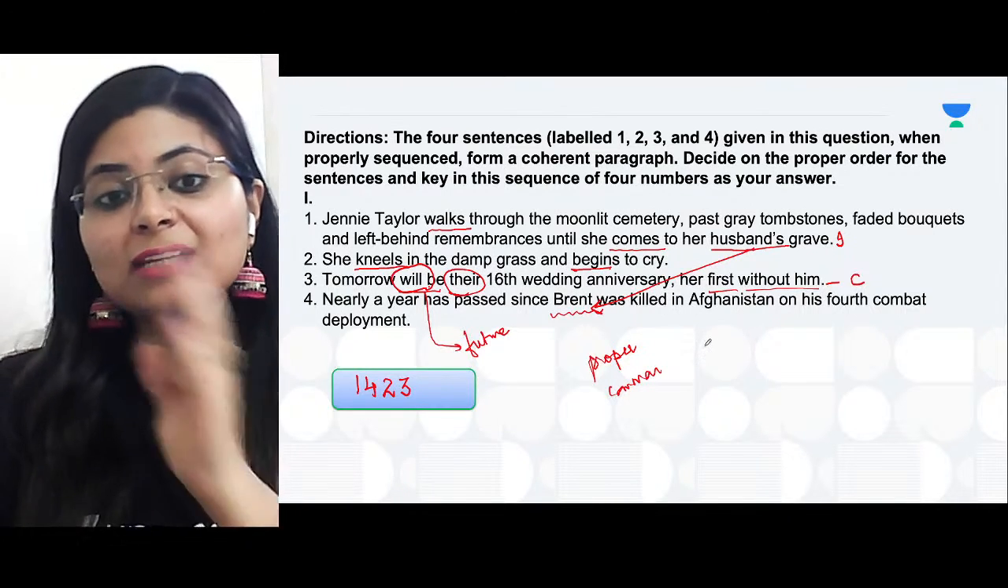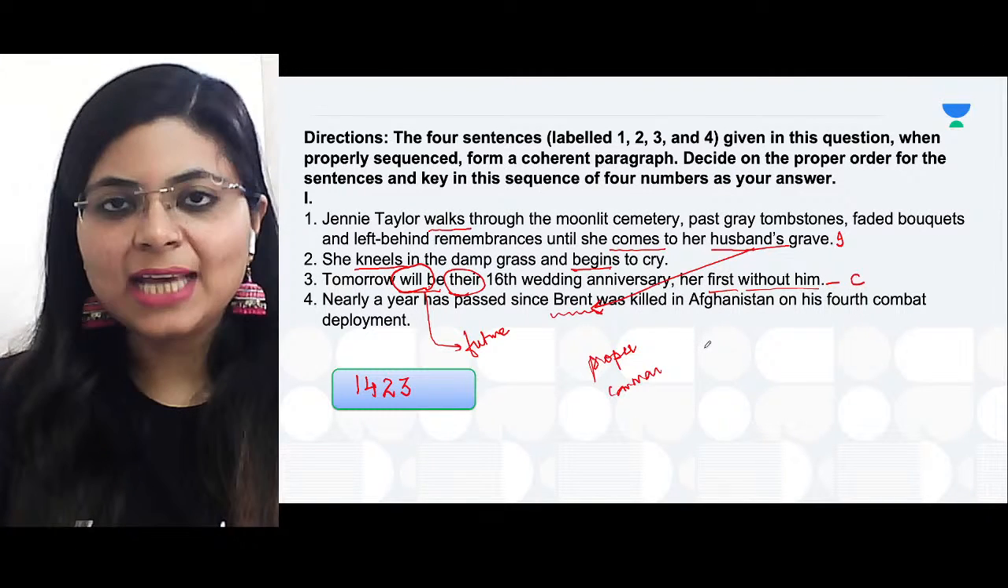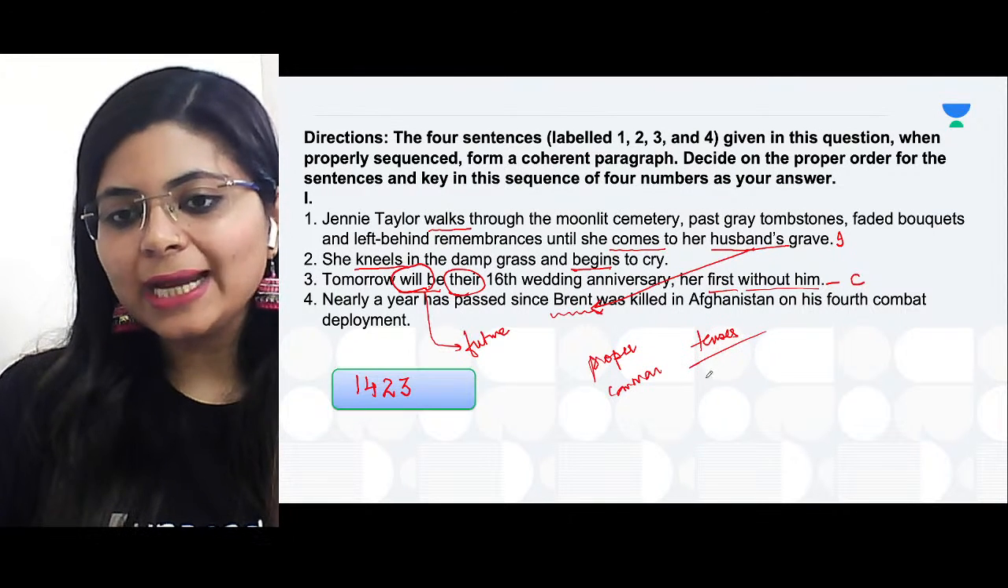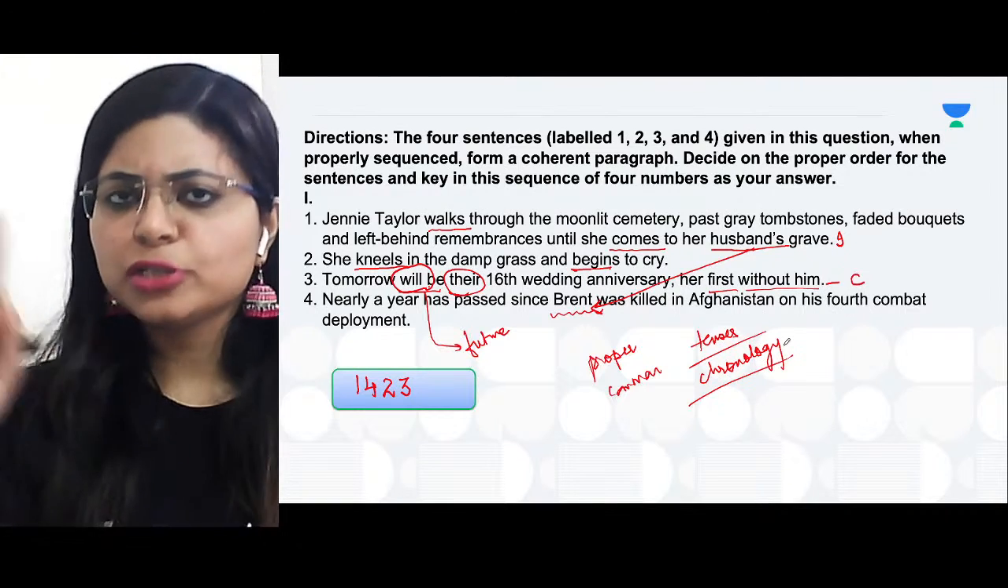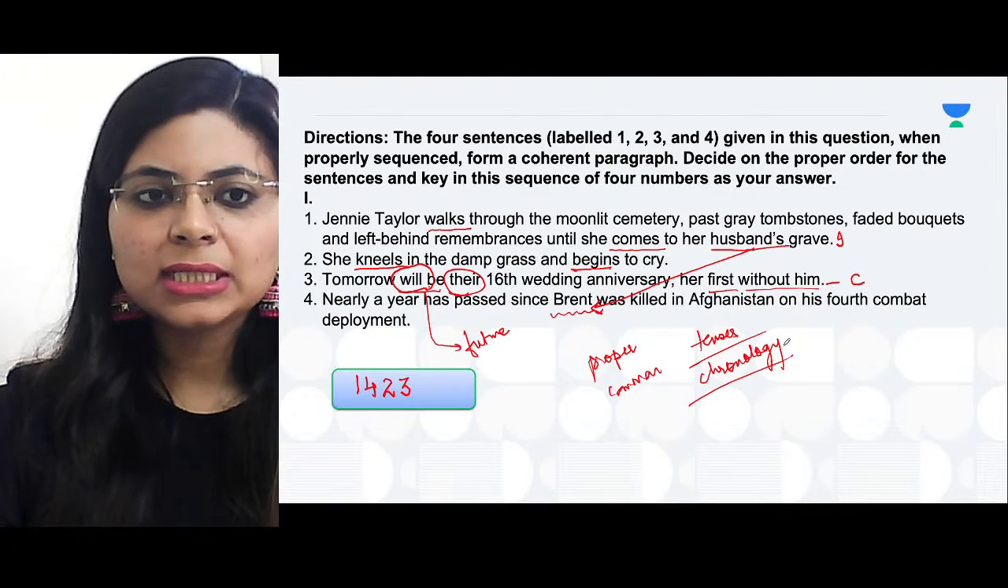Okay, so 3, 2 won't work, because would she say tomorrow is the wedding anniversary and today she is crying, why? Because tomorrow is the wedding anniversary. So you have to keep the tenses in mind. This question would have been right if you paid attention to tenses and chronology. I don't think there are any comprehension issues in this question. It's very easy. Let's go ahead and do the next one.